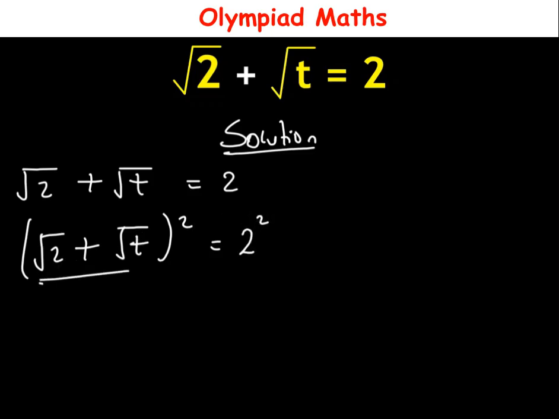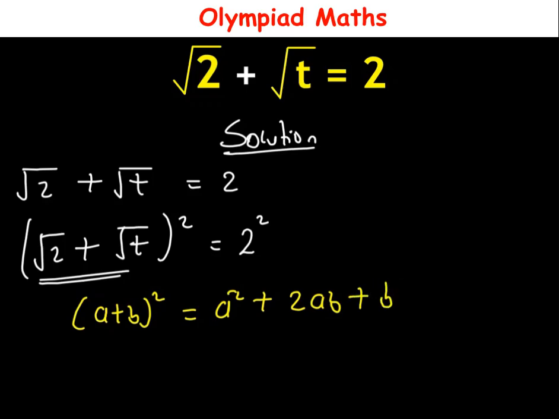Looking at this, it is in the form of a plus b all squared. If you have a plus b all squared, this is equal to a squared plus 2ab plus b squared. And in this case, the value of a is root 2, while the value of b is root t.